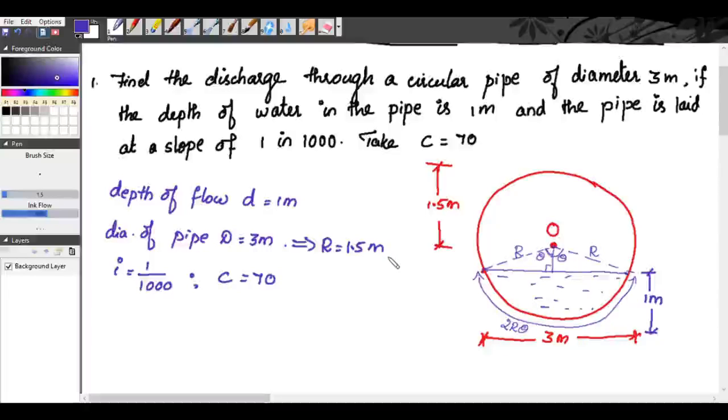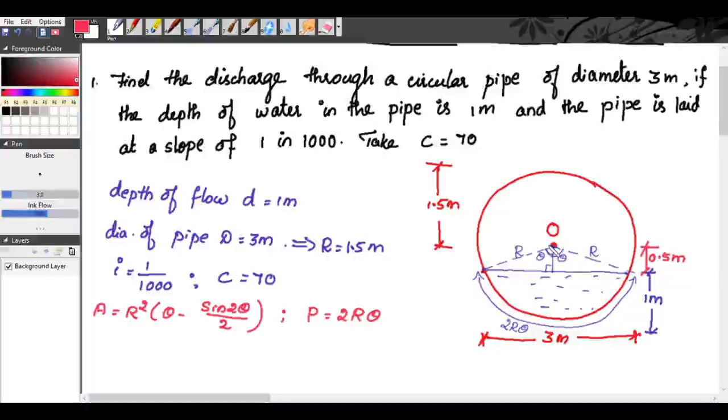Now we know the formula for area and the formula for wetted perimeter. The formula for area is equal to r square into theta minus sine 2 theta by 2. Similarly, wetted perimeter P will be equal to 2r theta. Now our aim is to find theta. We know the radius r is equal to 1.5 meter. The depth of flow is 1 meter, and the radius is 1.5 meter, so this distance will be equal to 0.5 meter.